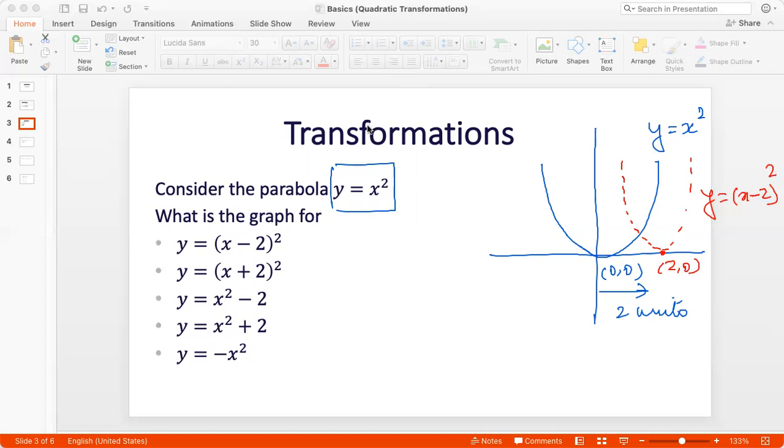Let's move it 2 units to the left. If I move it 2 units to the left, then my vertex shifts to (-2, 0). And this equation would be y is (x plus 2) the whole squared, right? So 2 units to the left indicates a shift from x to x plus 2 in the equation. Right, so this is along the x-axis. What happens if we move the parabola up and down? So let's try and look at that.